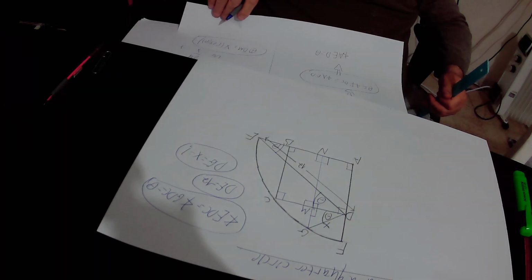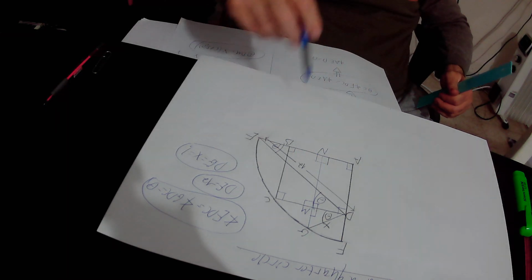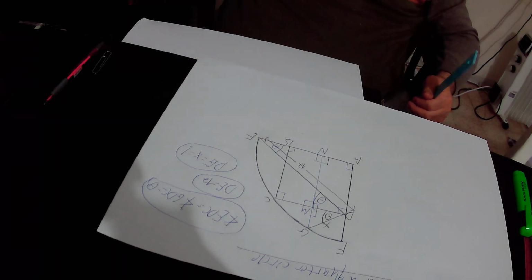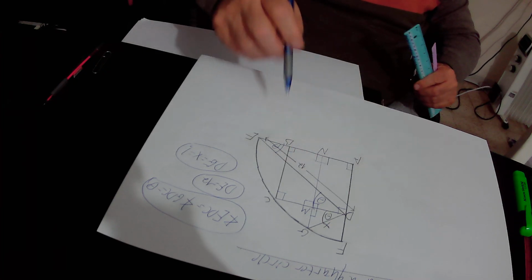In the next step, we'll focus on the right triangle ADE. So I will copy the right triangle ADE in a new page, and we'll analyze this right triangle ADE.